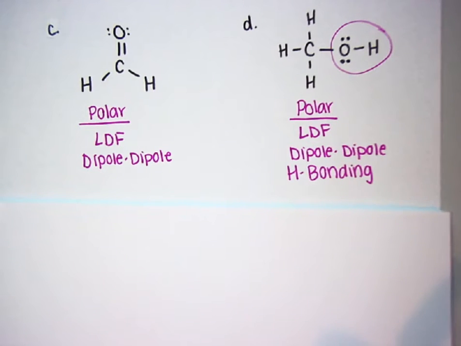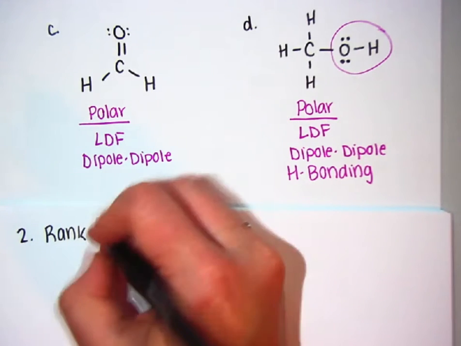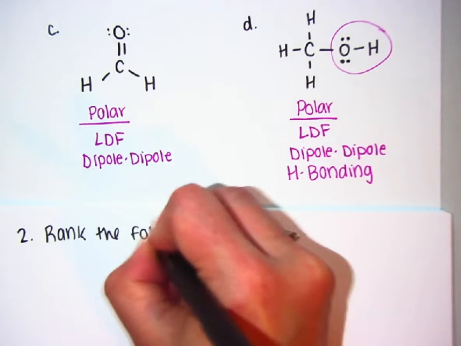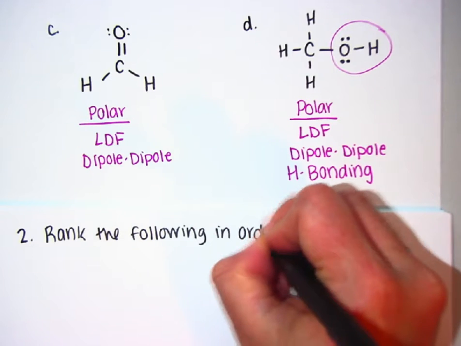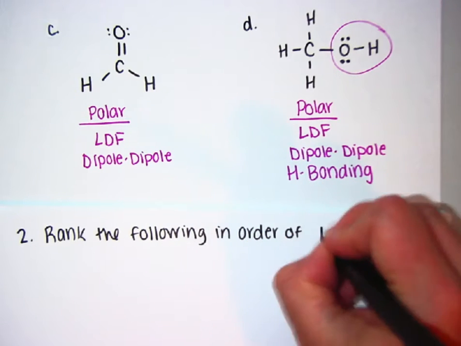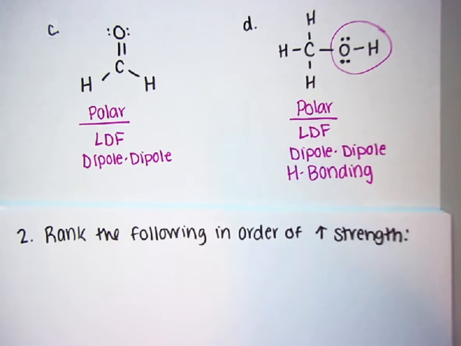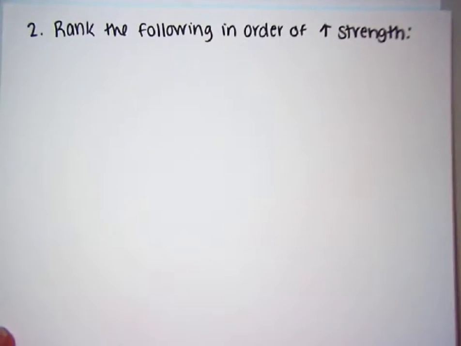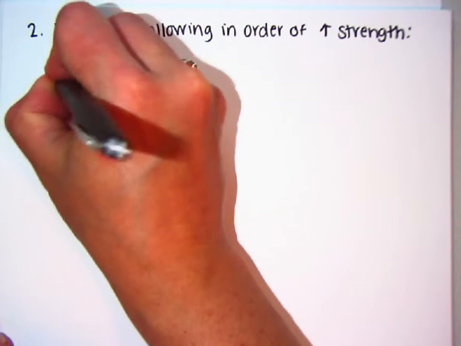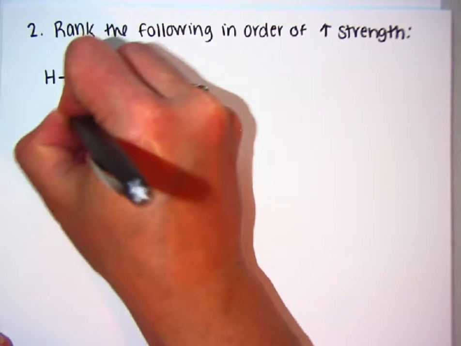The other type of problem that you might get for intermolecular forces is ranking. Let's say you were asked to rank the following in order of increasing strength. And you're going to get 4 molecules.